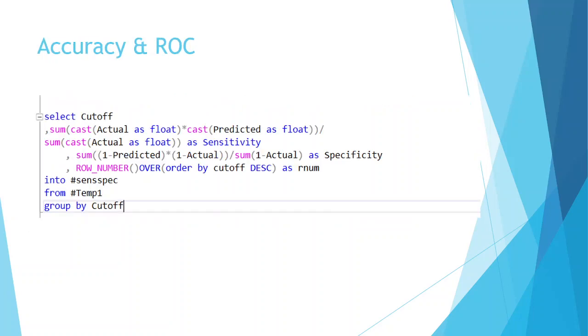So here we calculate sensitivity and specificity. Sensitivity means true positive rate. This is to see if the code correctly identified patients with the disease. Specificity means true negative rate. This is to see if the code correctly identifies patients without the disease. The ROC curve plots true positive and false positive rate.